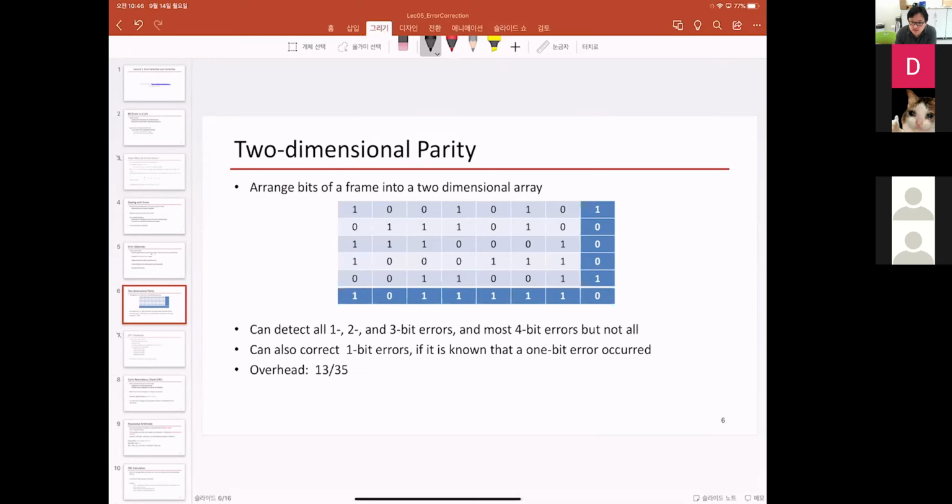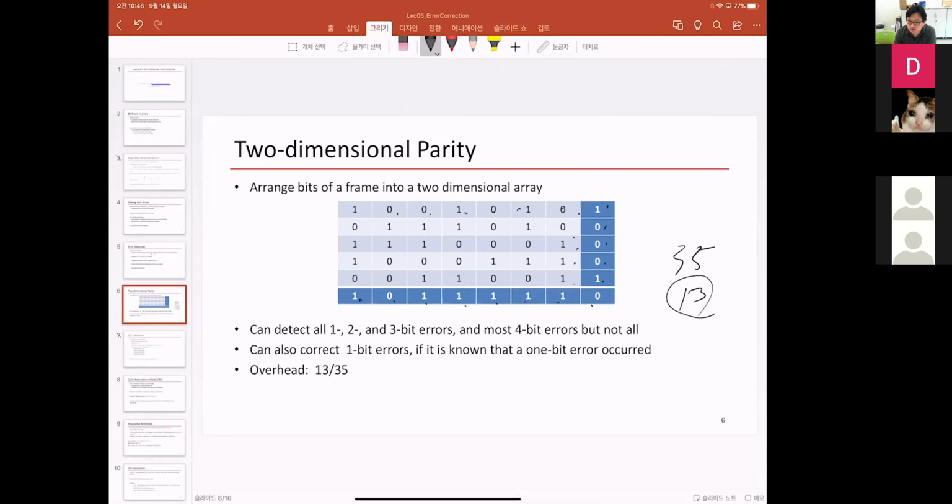Is it? Yes. So if you look at the two-dimensional parity, are you seeing slide number 6? Yes. Okay, so in this one, my N is 1, 2, 3, 4, 5, 6, 7, 1, 2, 3, 4, 5. My N is 35. How many K do I have? 1, 2, 3, 4, 5, 6, 7, 8, 9, 10, 11, 12, 13. 13 is my K. Your redundancy.